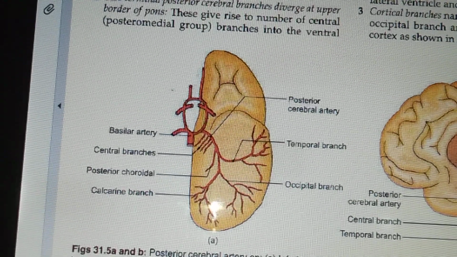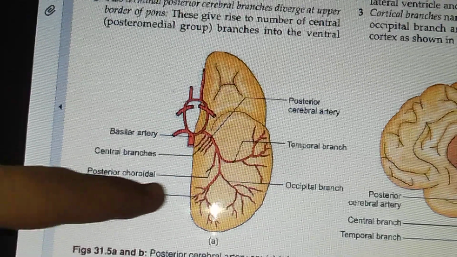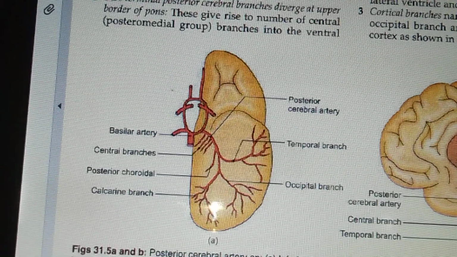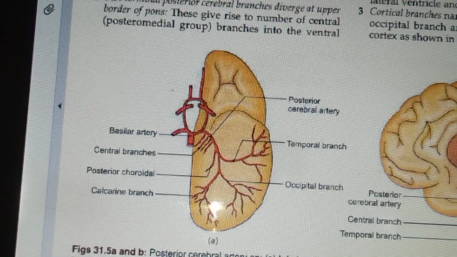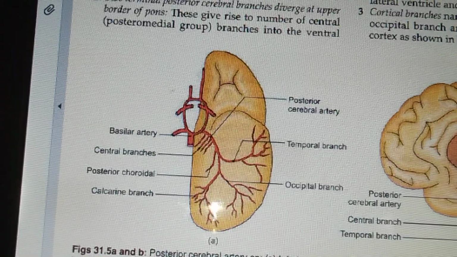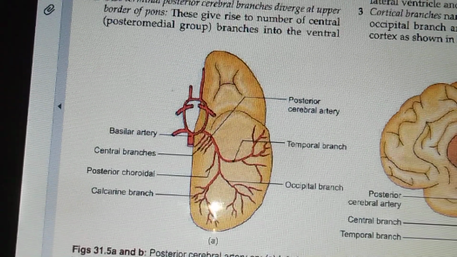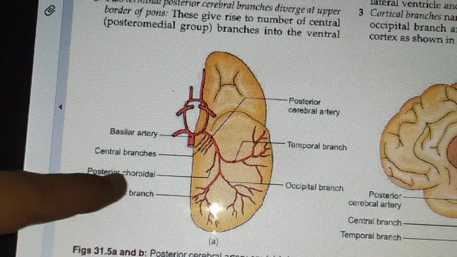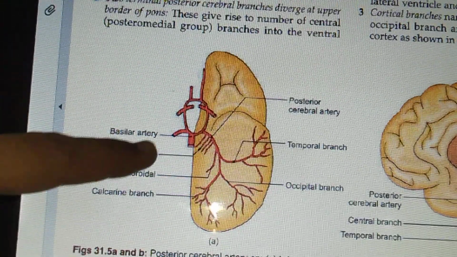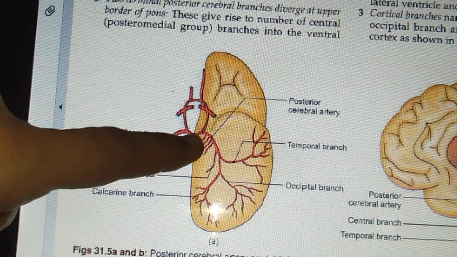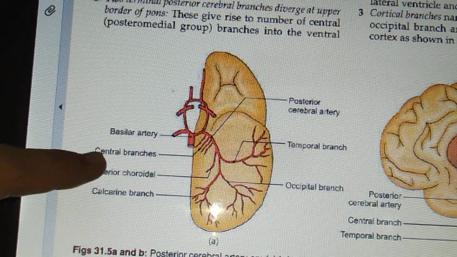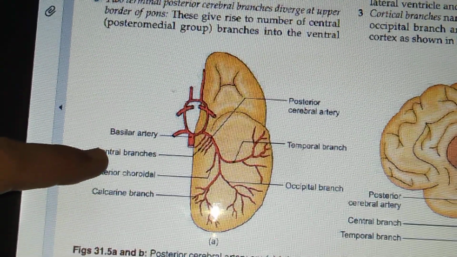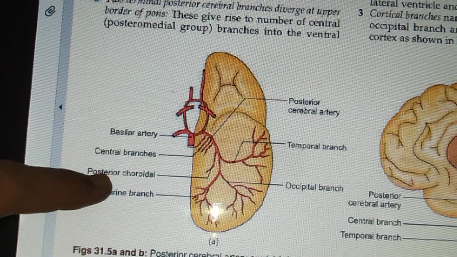Second is the posterior choroidal artery, right? That is shown in the diagram. You can see the posterior choroidal artery. This arises on the lateral aspect of the central branches, right? It supplies the choroid plexus of the lateral ventricle and the third ventricle. This is the posterior choroidal artery. Above it you can see the central branches, right? The central branches form the posteromedial central group, that is forming the posterior perforated substance. Then second is the posterior choroidal artery.